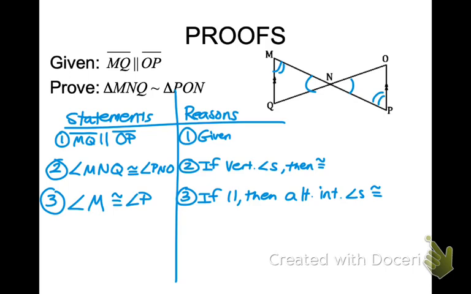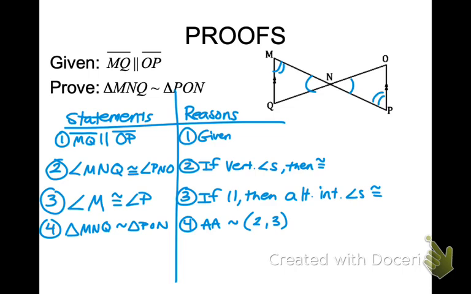Now do I have 2 sets of congruent angles? Yes, so line 4, rewrite your prove line, triangle MNQ is similar to triangle PON because of angle similarity. And I got my 2 angles from line 2 and then line 3. Okay? So, not too many options on how to get our congruent angles, right?